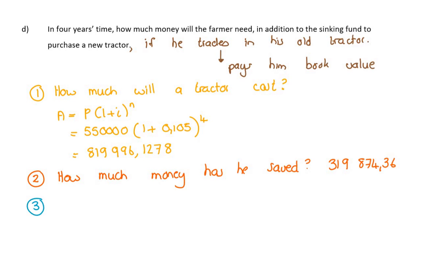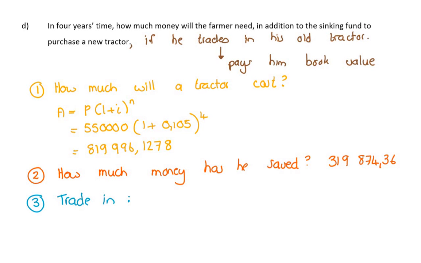And my third question is, does he get any money for a trade-in? Now, I forgot to write it in then, so I added in, he did trade in his old tractor. So his trade-in value is the book value that he got. So I need to go look. That was about half the value of 550,000. So I got, if I went up and had a look, 248,666 rand and 97 cents.